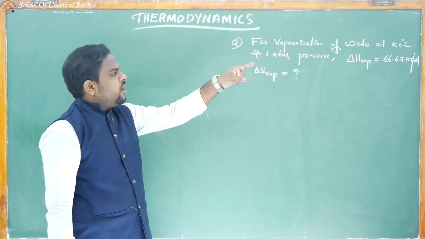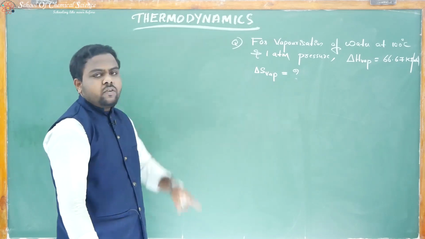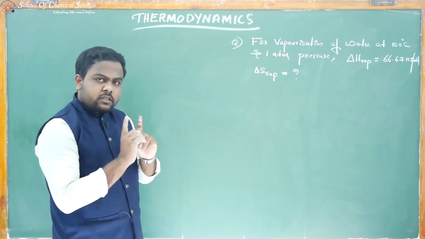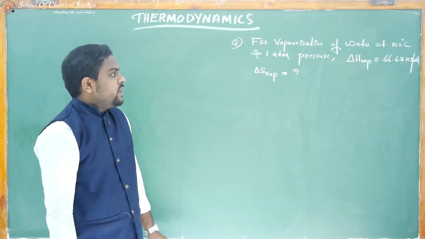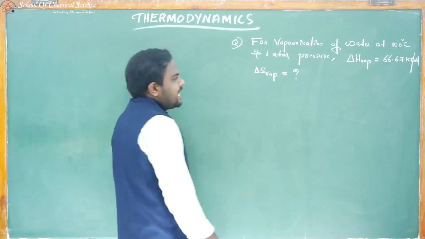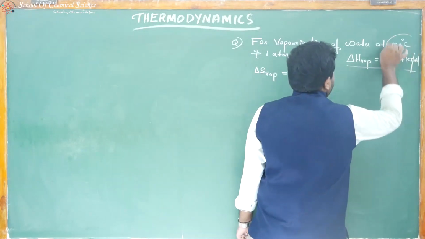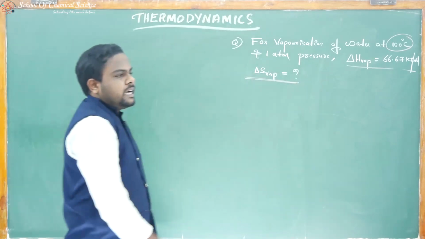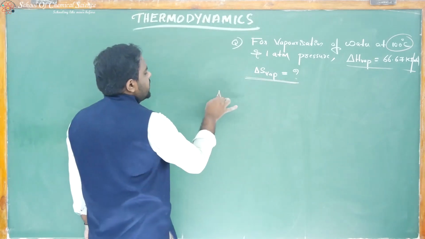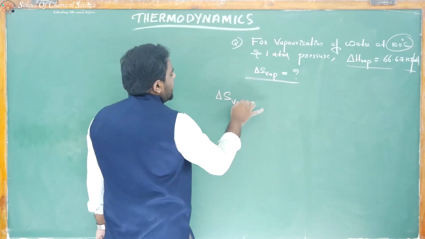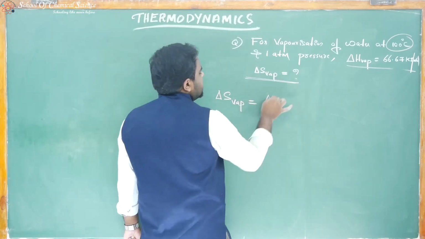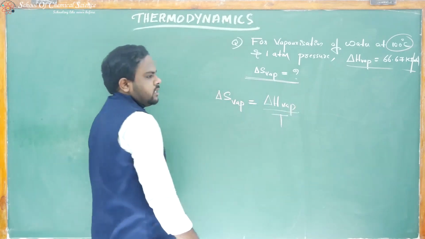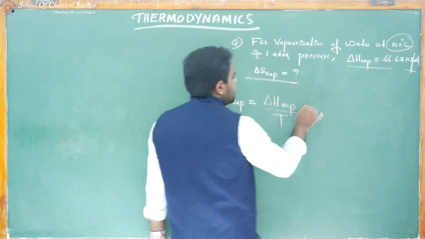For vaporization of water at 100 degrees Celsius and 1 atm. At this temperature and pressure, it is definitely a reversible transition. Delta H vaporization is given, temperature is given, so you have to find the change in entropy of vaporization. You know the equation: change in entropy of vaporization is equal to change in enthalpy of vaporization divided by temperature.